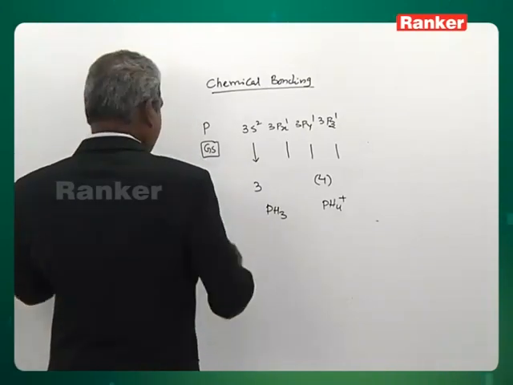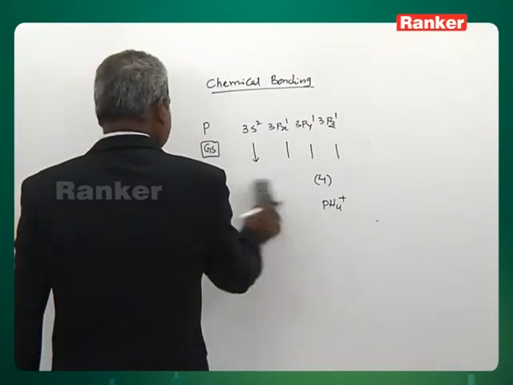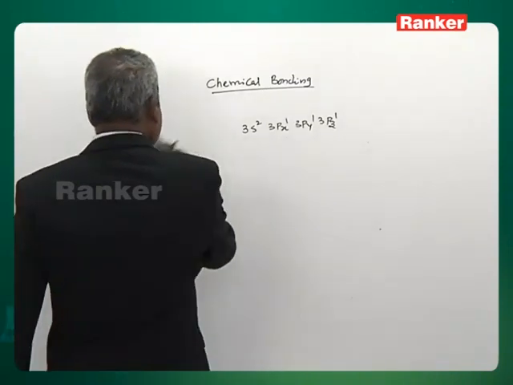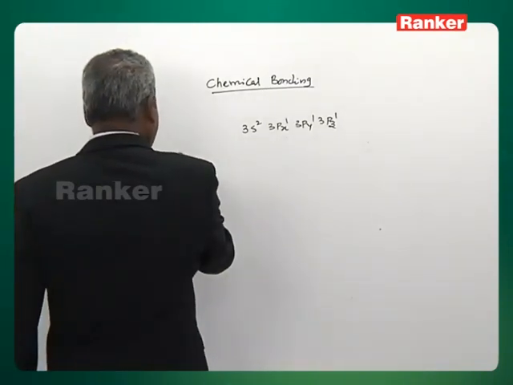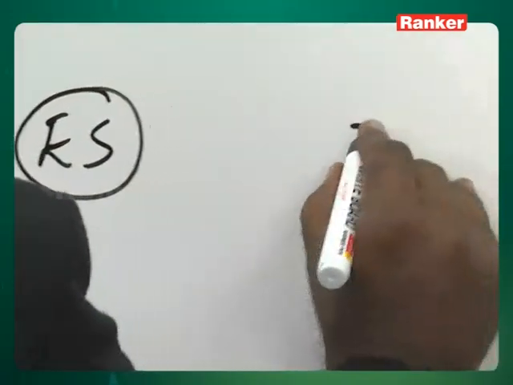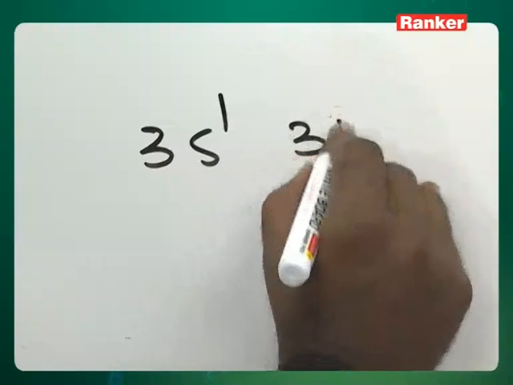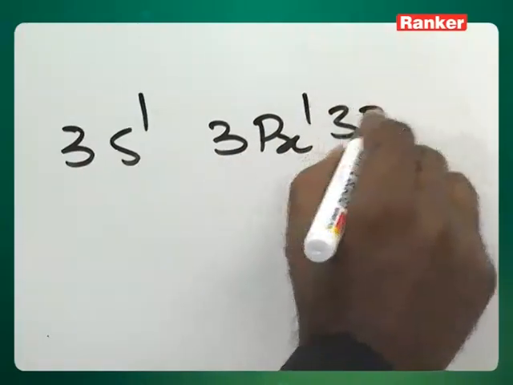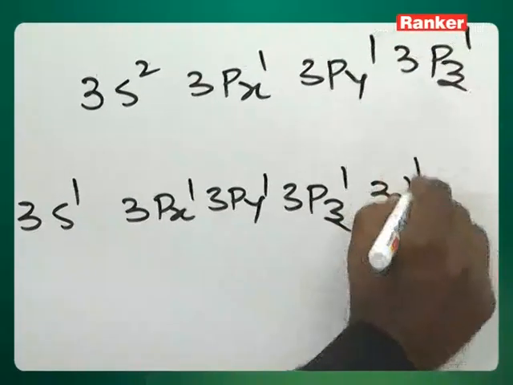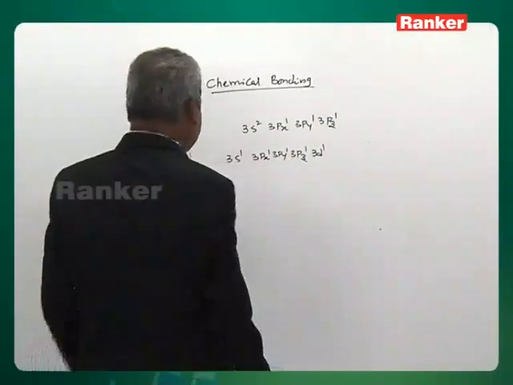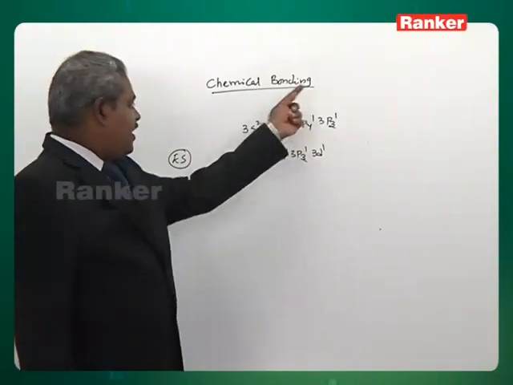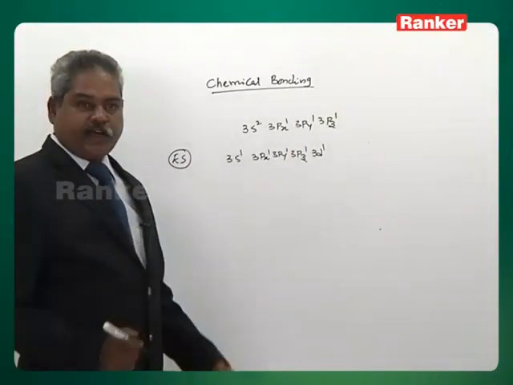And what else can phosphorus do? Phosphorus in its excited state: look here, 3s1, 3px1, 3py1, 3pz1, 3d1. Where has this come from? This 3s electron, when some energy is given, goes to the 3d state.